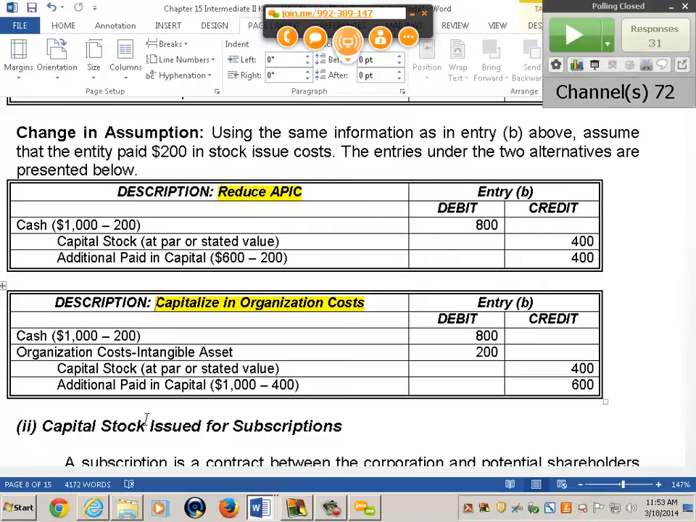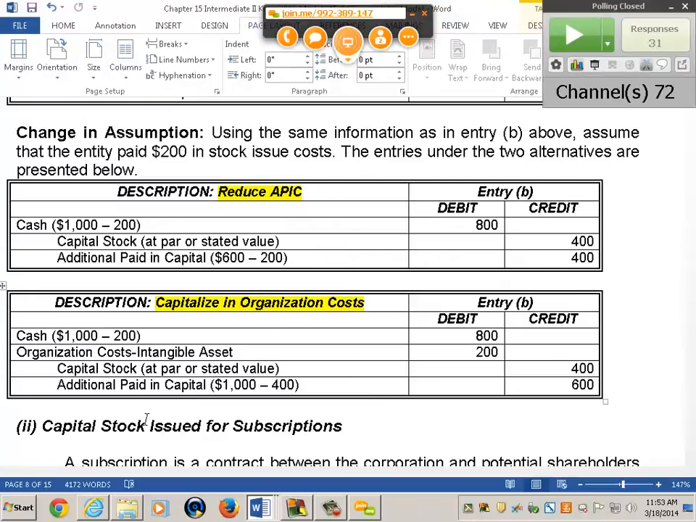Or, of course, you could just plug this amount, because the total assets you have here are going to be 1,000, 800 in cash, and you create a $200 asset. And, of course, the difference between the 1,000 and the 400 in par creates the surplus.